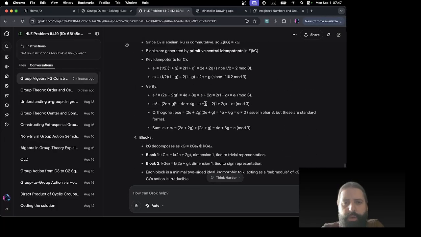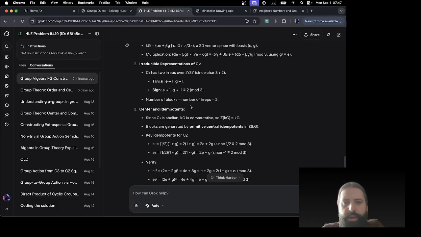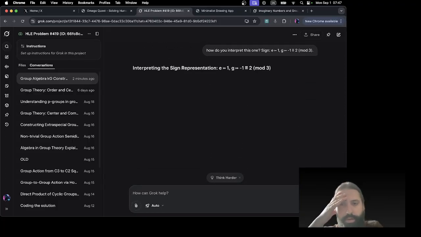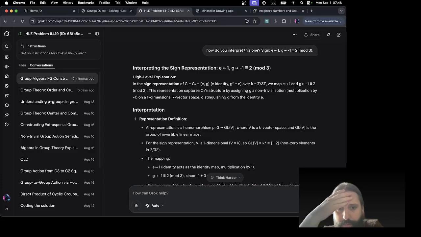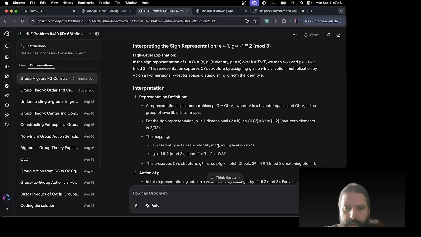The second one was sign. How do you interpret this one? G minus 1, which equals 2 mod 3. This preserves structure.